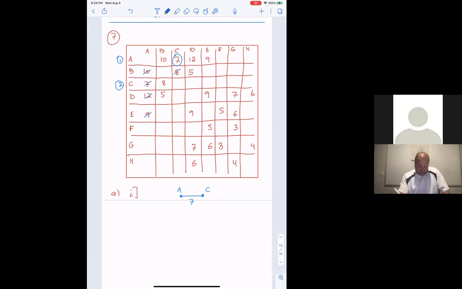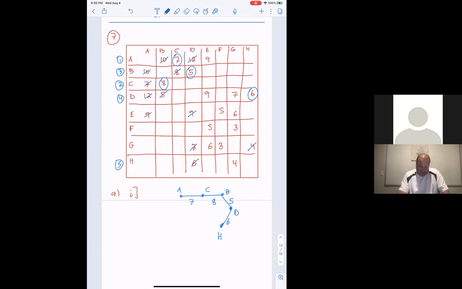Cross out everything in C. 10, 12, 9, and 8. I have a C to B connection, which is 8. So B is third. Cross those out. Next, B to D is 5. Cross that out, that out, that out, and that out. Oh, in the first 4 rows, I have a 6. D to H. 6.